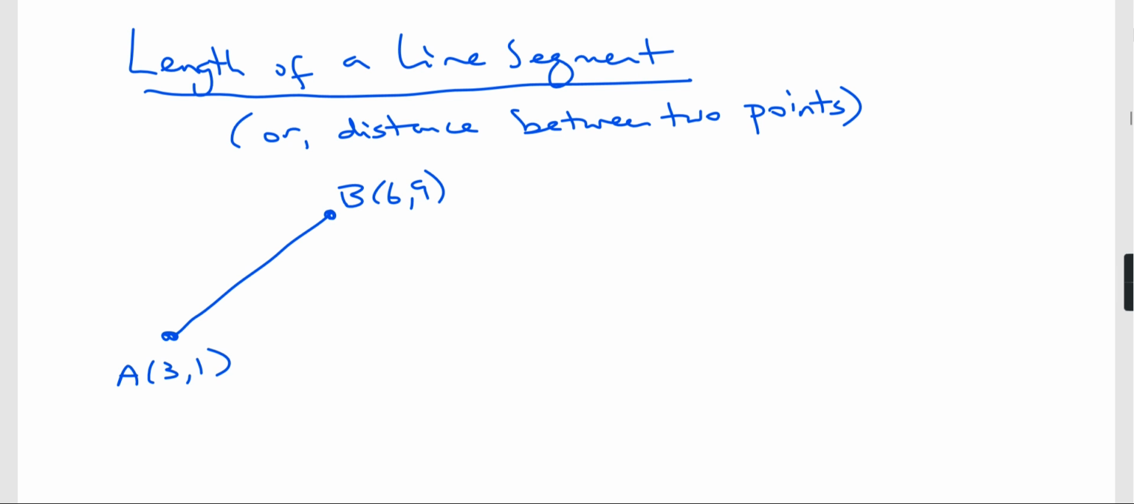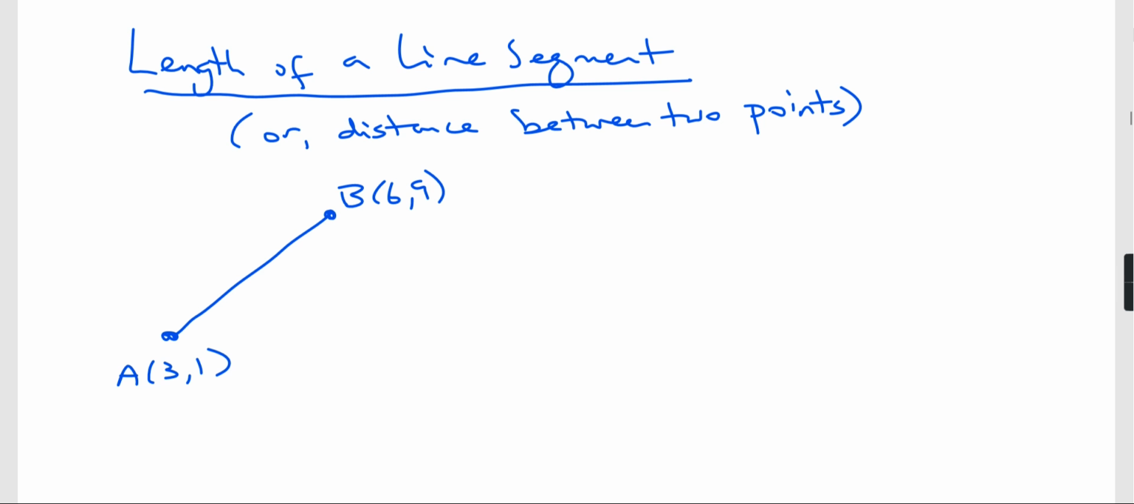Today we're going to be finding the length of a line segment, or another way to say it is the distance between 2 points. So the length of this line segment AB that I've drawn is the same as the distance between point A and point B. And how are we going to find it?